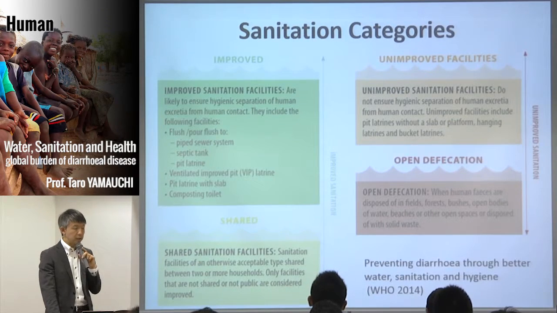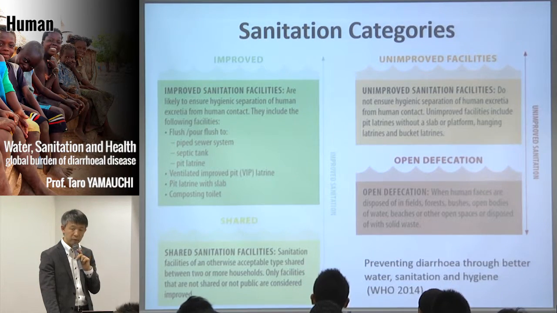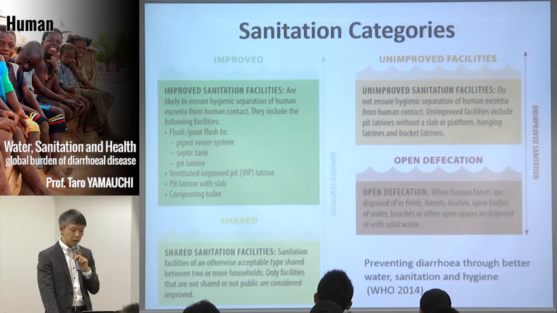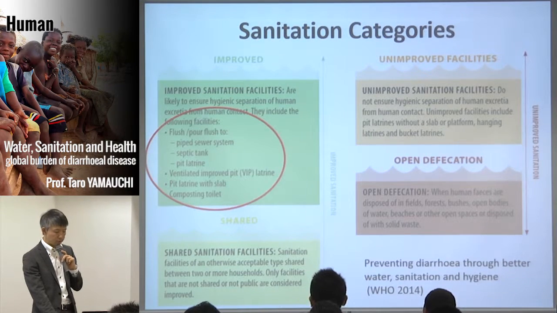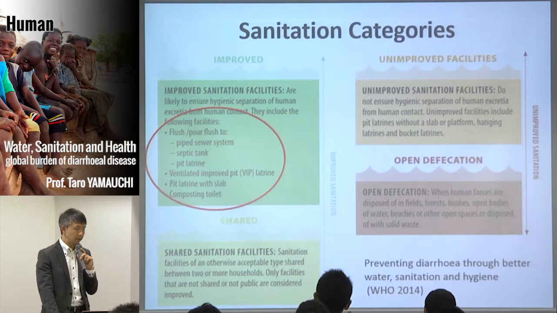As for access to sanitation facilities, households are classified as using either improved or unimproved facilities based on the survey respondents. Improved sanitation facilities are likely to ensure the hygienic separation of human excreta from human contact. They include flush to piped sewer system, septic tank, pit latrine, ventilated improved pit (VIP) latrine, pit latrine with slab, composting toilet.